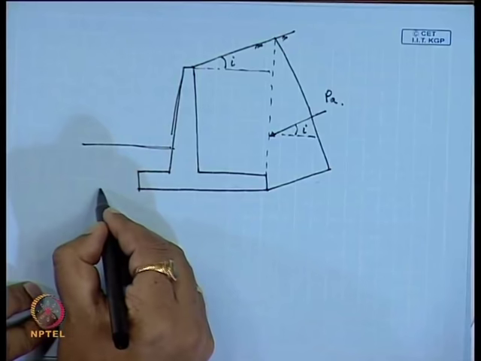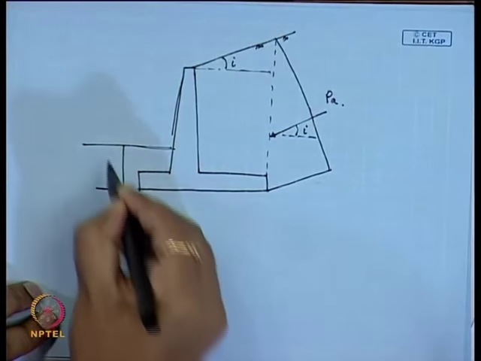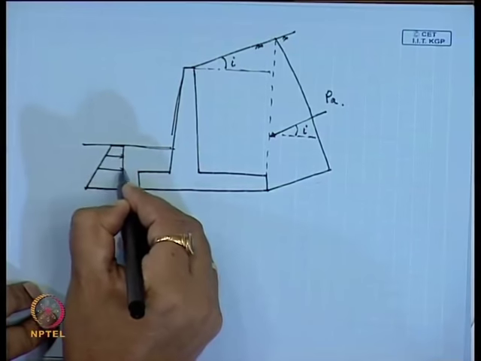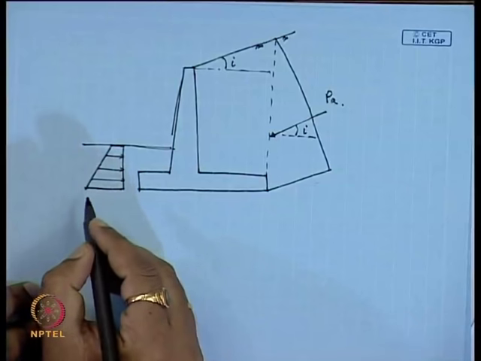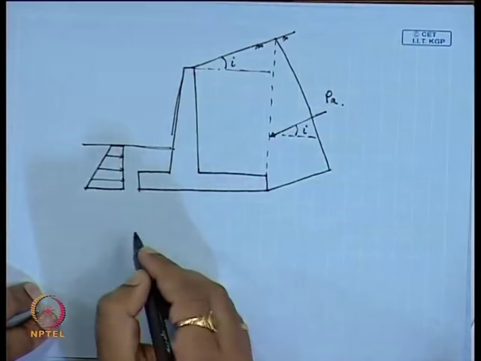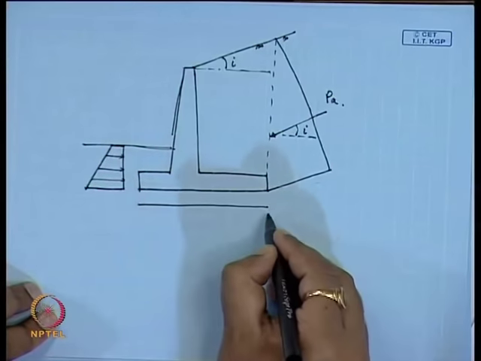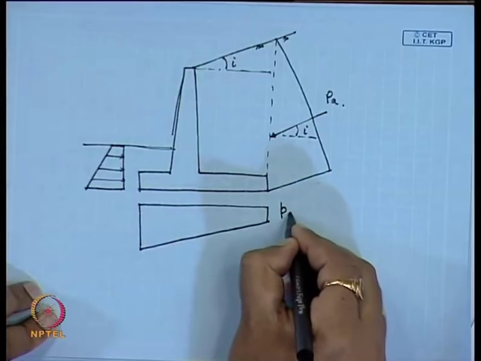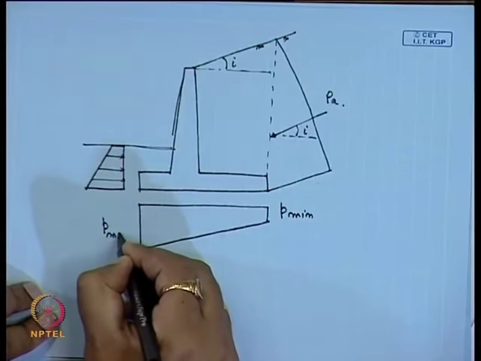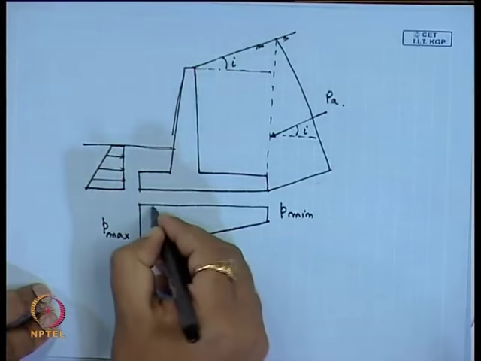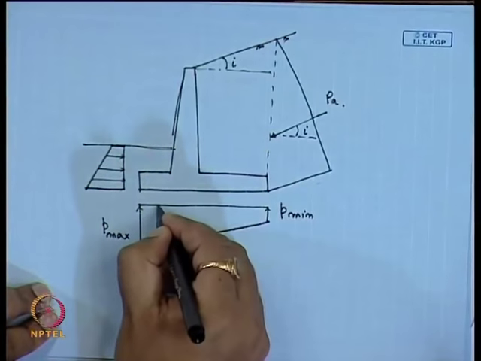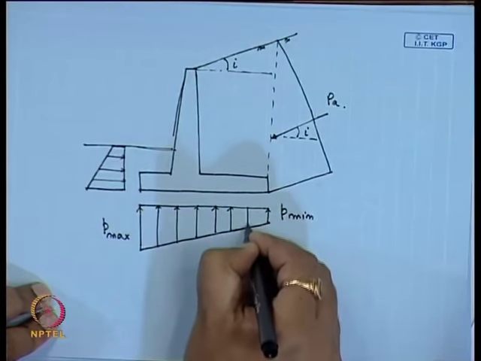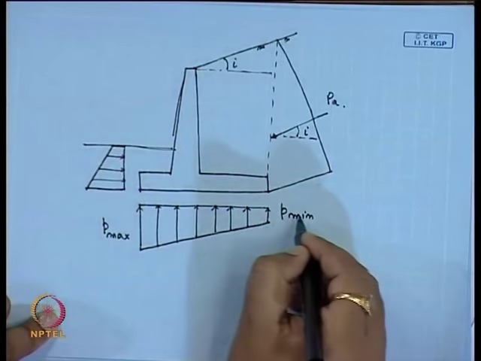And if the base soil is a C-phi type of soil, then we will get this type of distribution of soil pressure. Now here we will consider this passive pressure, and this is the reaction force that will act on the base in this form, that is P min and this is P max. So this reaction will act in this form.